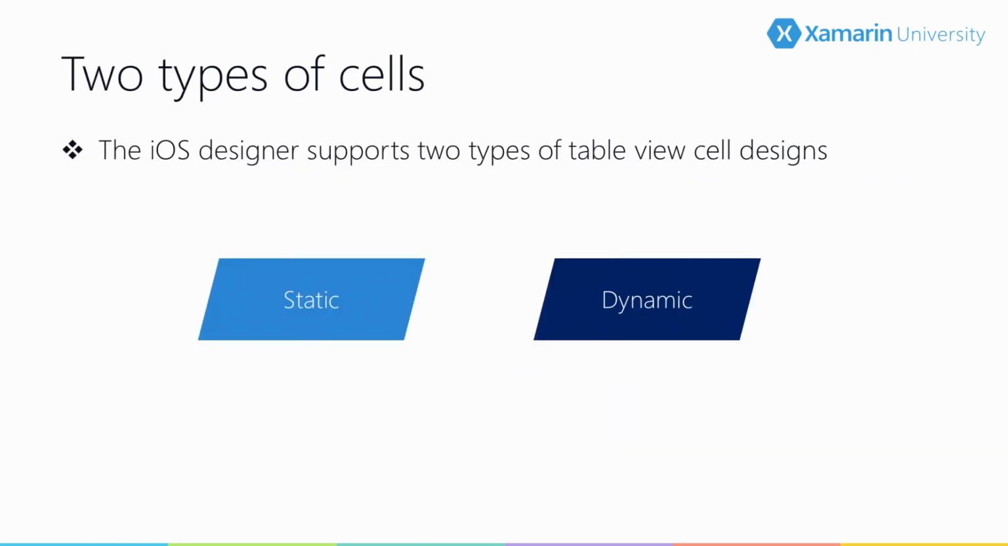When working with cells in the designer, we categorize them into two types. Static cells are used to present static content and will very often have different content, different styles, and different layout for each cell within the table. Dynamic cells are what we've been working with up to this point.